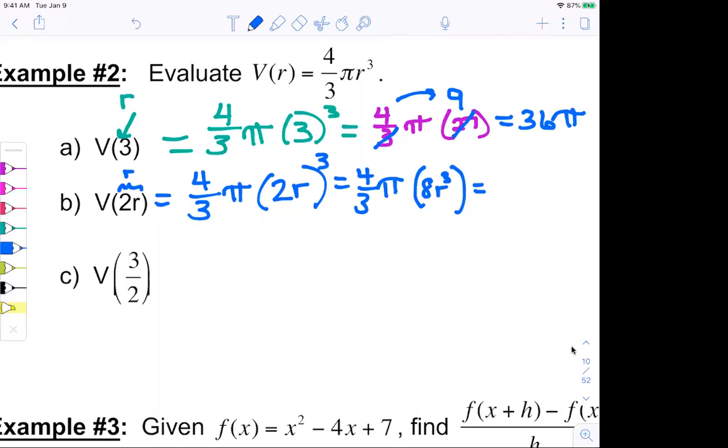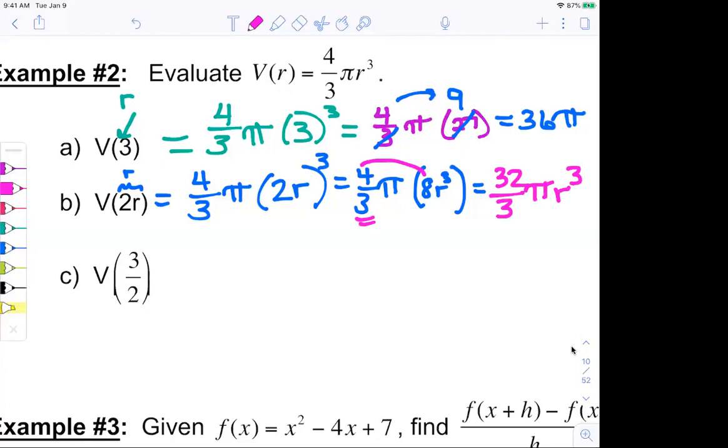All right, when I go to multiply this one, I can't cancel 8 and 3 because they don't reduce at all. So I'm just going to multiply the two numbers in the numerator together. That's 32. I have the 3 in the denominator, so 32/3, and then I'm going to write pi r cubed next to it. So my volume would be 32/3 pi r cubed.